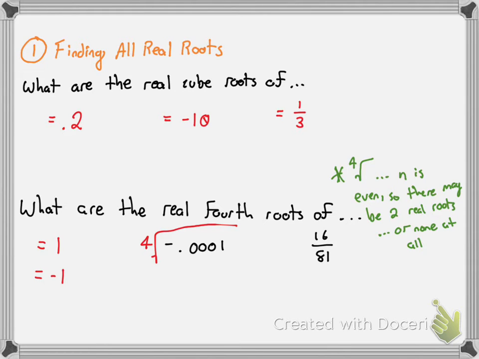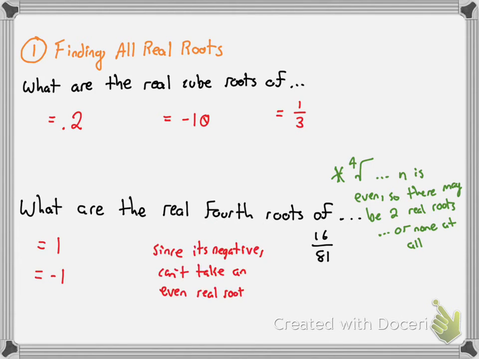If I take the 4th root of negative 0.0001, notice if you try that in your calculator, you get no solution. I'm trying to take an even root of a negative number, which, as we talked about, I cannot do. So since my b value is negative, I can't take an even root. I get no answers here, no solution. Finally, if I try to take the 4th root of 16 over 81, my answers are plus or minus 2 over 3.